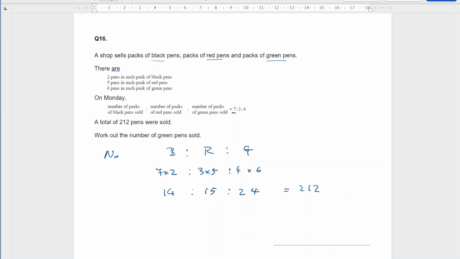If we've got a total of 212 pens sold, the number of parts is 14 plus 15 plus 24, so let's just double check that. 14 plus 15 is 29, plus 24 is 53. So if we divide 212 by 53, that works quite nicely actually, because 50 goes into 200 4 times, with 12 left over.